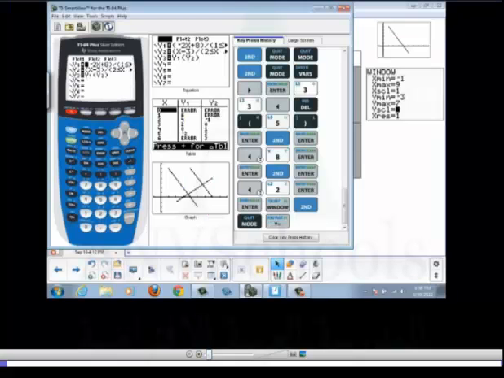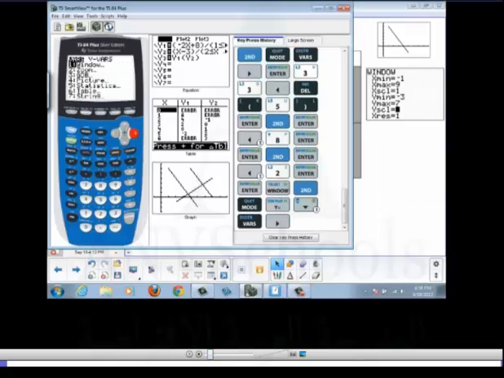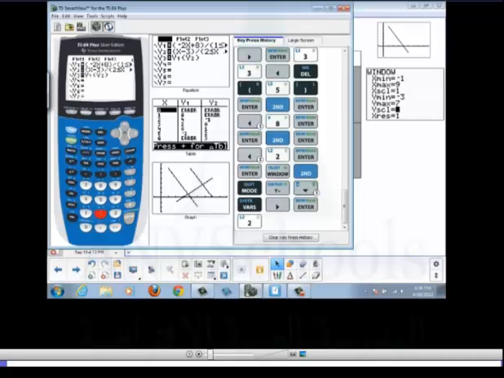I'm going to show you how to graph the four functions in the grapher. As you can see, this is the grapher. We're actually graphing our four functions: our f of x, g of x, f of g of x, and g of f of x.